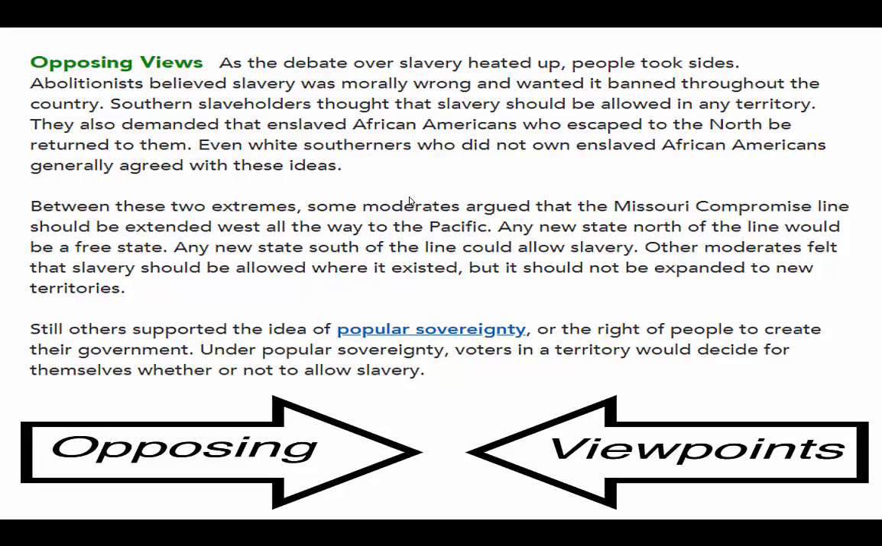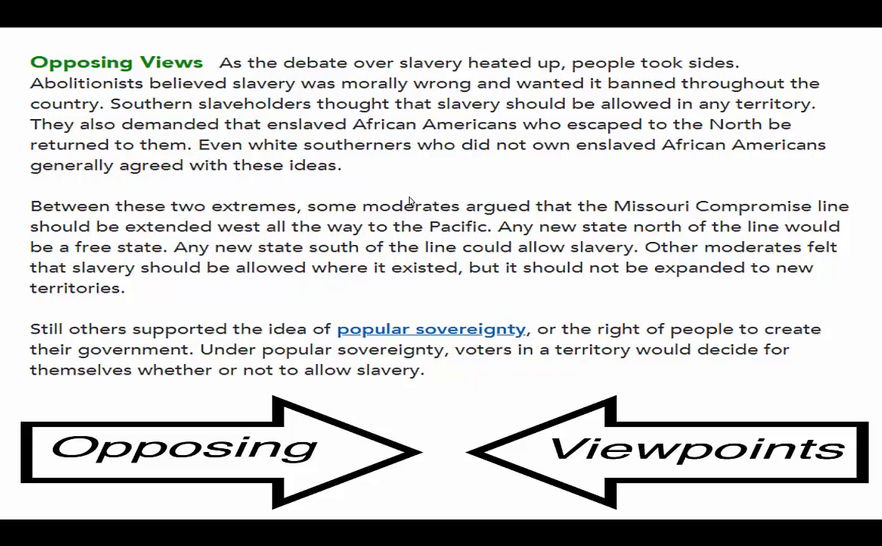Opposing views. As the debate over slavery heated up, people took sides. Abolitionists believed slavery was morally wrong and wanted it banned throughout the country. Southern slaveholders thought that slavery should be allowed in any territory. They also demanded that enslaved African Americans who escaped to the North be returned to them. Even white Southerners who did not own enslaved African Americans generally agreed with these ideas.